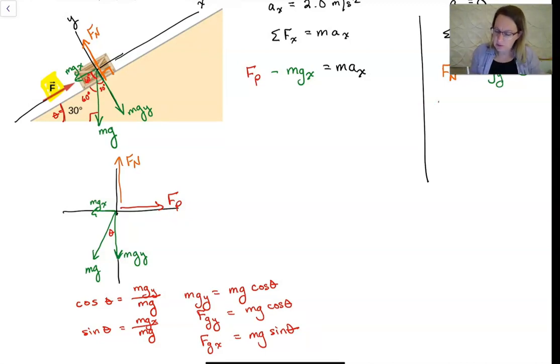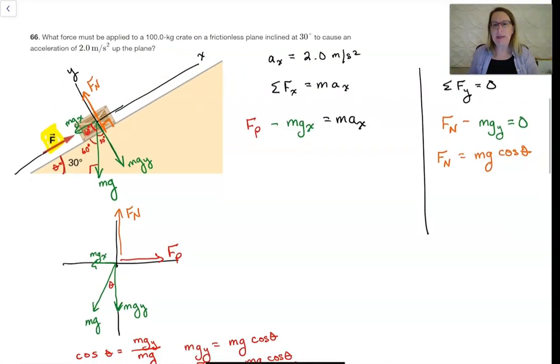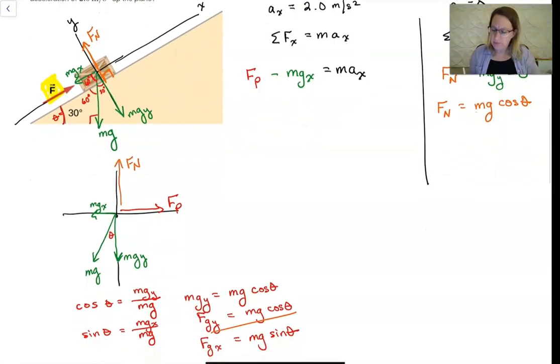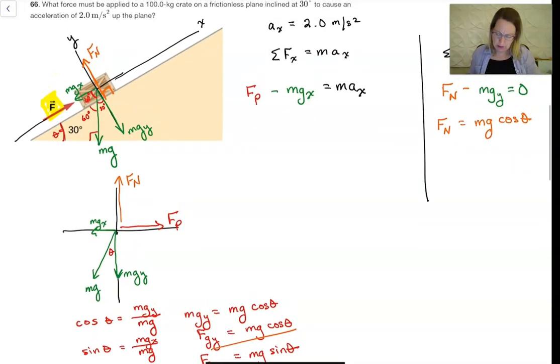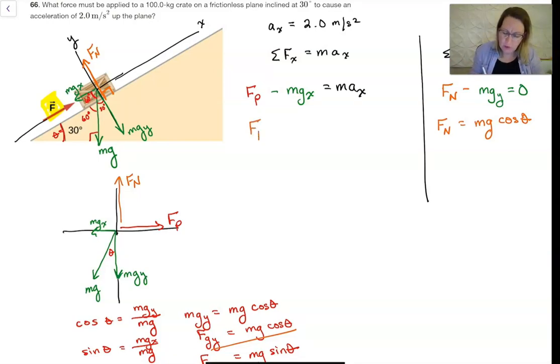So in this case, we can find out pretty quickly the normal force is just equal to mg cosine theta. So my normal force is actually less than my weight, because it's my weight times cosine theta, and cosine theta is less than 1. Okay, and then my push, which is what we wanted to find, is equal to max plus mgx.